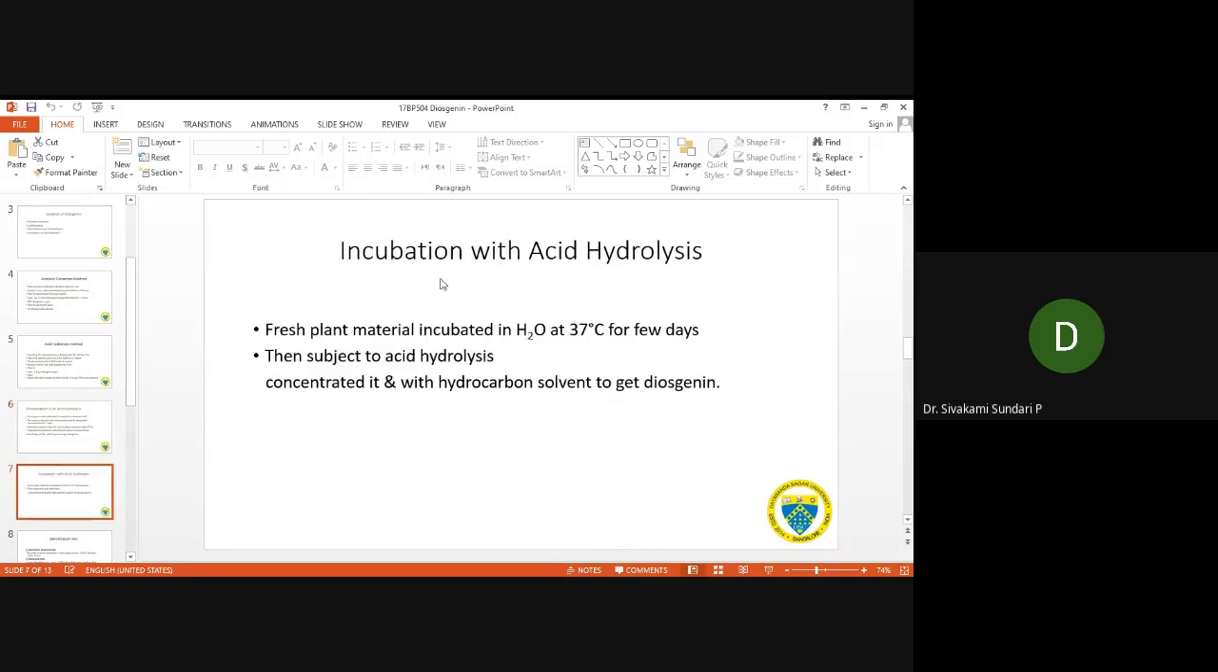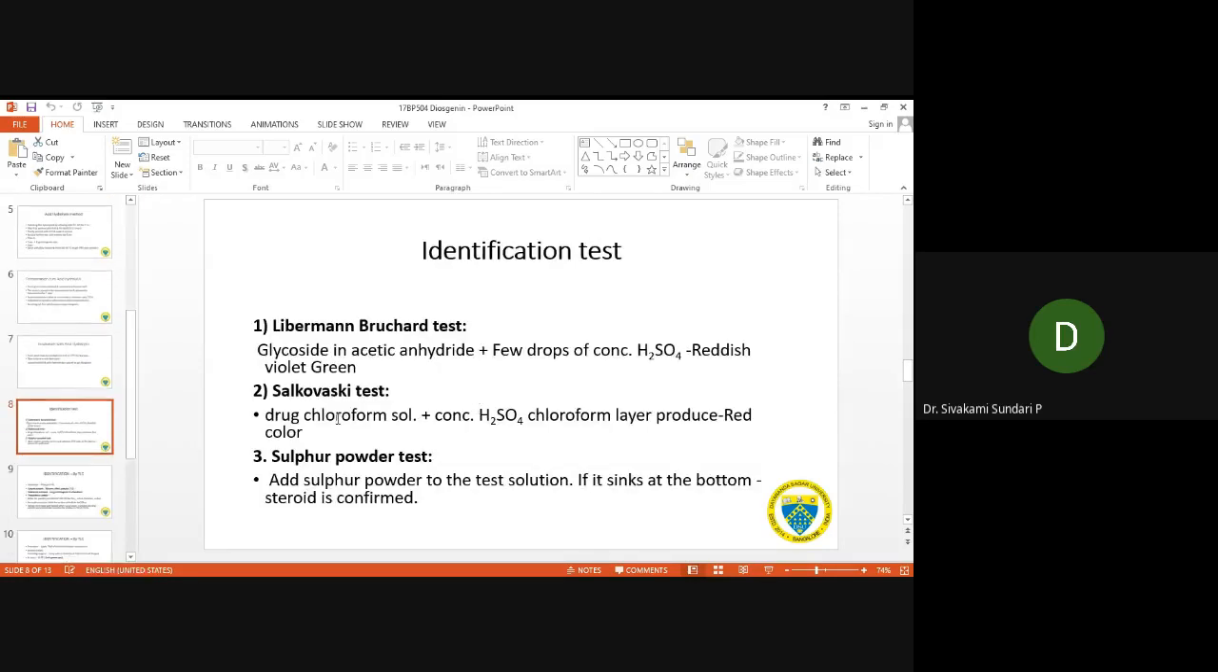The last method is incubation with acid hydrolysis. Fresh plant material is incubated in water at 37 degrees Celsius for a few days. Then it is subjected to acid hydrolysis. Concentrate the extract with hydrocarbon solvent. Here, not any organic solvent is used; only a hydrocarbon solvent is used to get the pure Diosgenin.